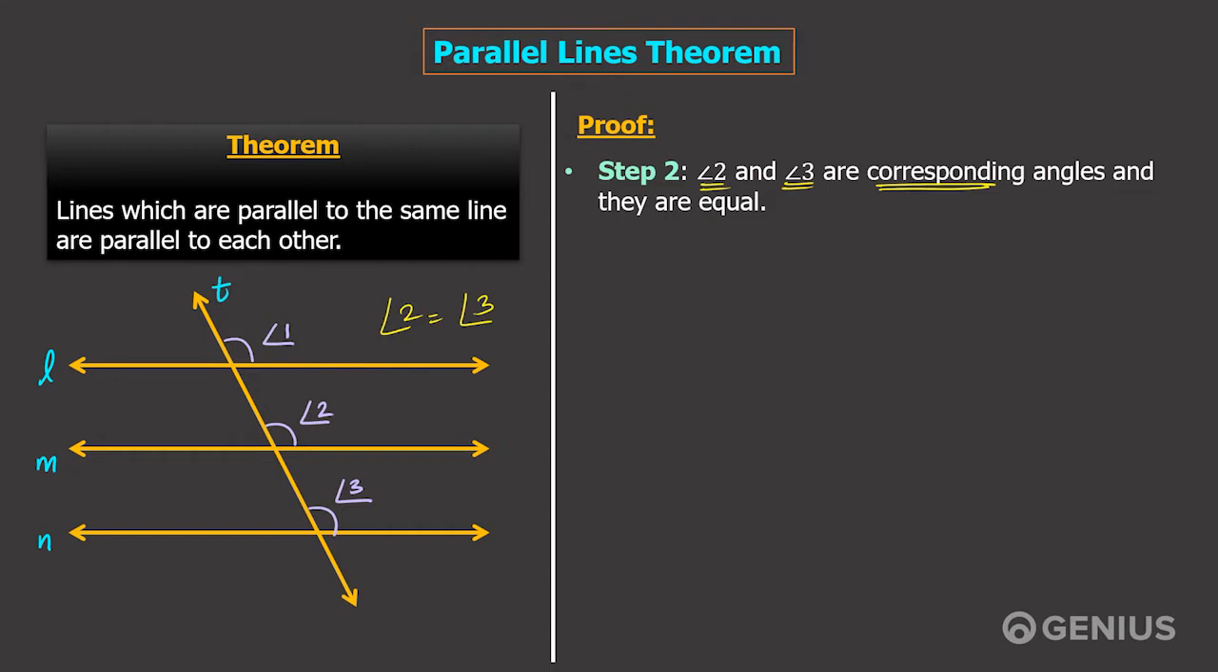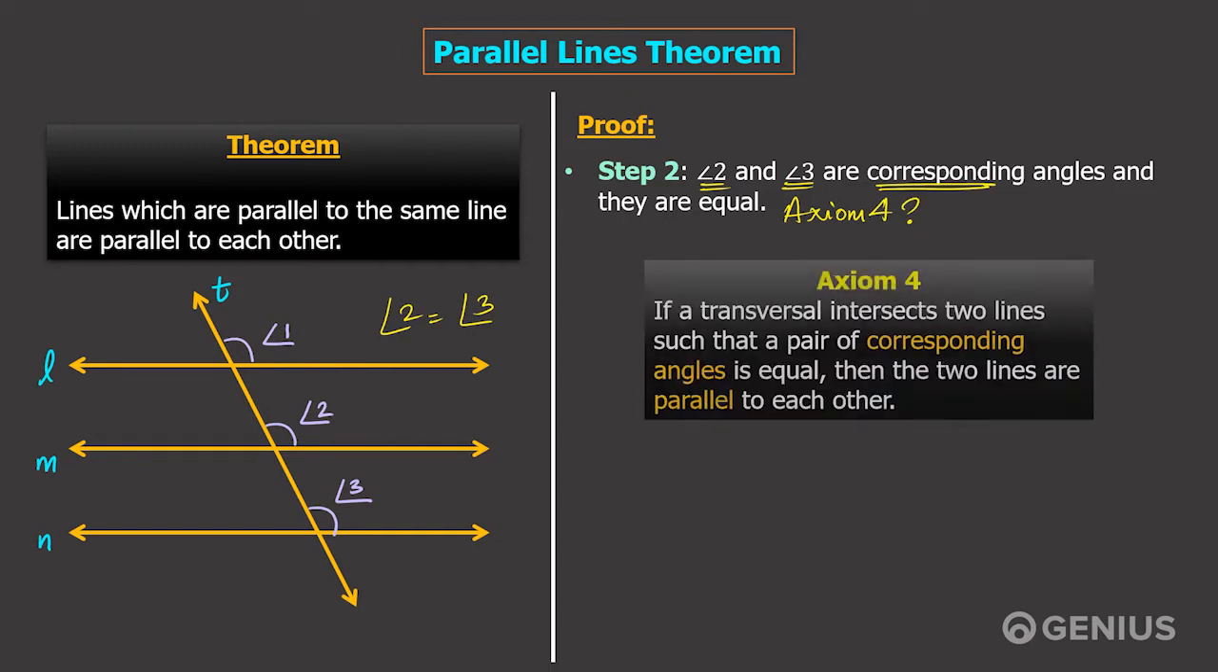Now, do you guys remember the converse statement of the corresponding angle axiom? The converse statement states that if a transversal intersects two lines such that a pair of corresponding angles is equal, then the two lines are parallel to each other.